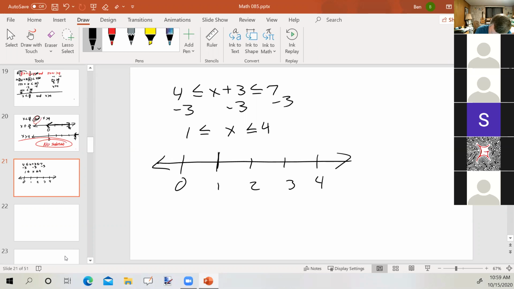Let's see, I would have a bracket at 1 and a bracket at 4 and a solid line segment in between. Interval notation would look like that. You okay with that?